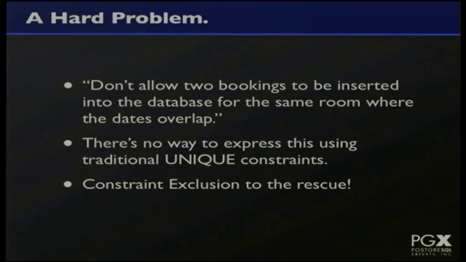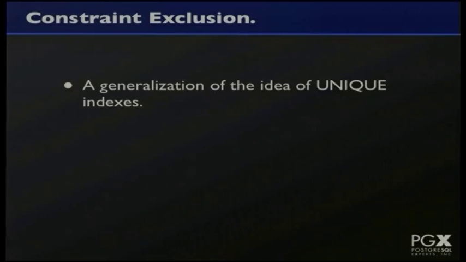Fortunately, Postgres has a feature that lets you do this. It's called constraint exclusion. It's also relatively new. It came in at the same time as range types. And it's really neat. It's a generalization of unique. You can think of unique as being a way of saying: if an entry already exists in this index for this key and I try to put in another entry for this key, throw an error.